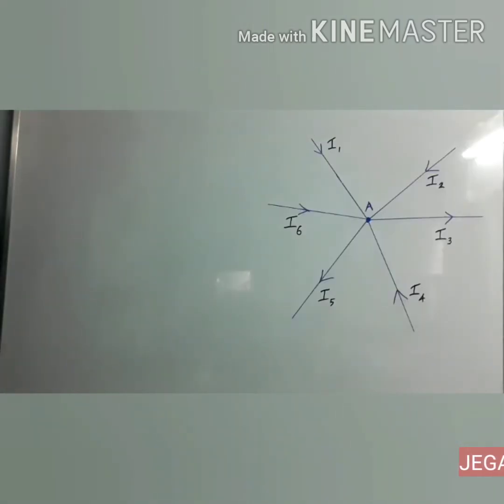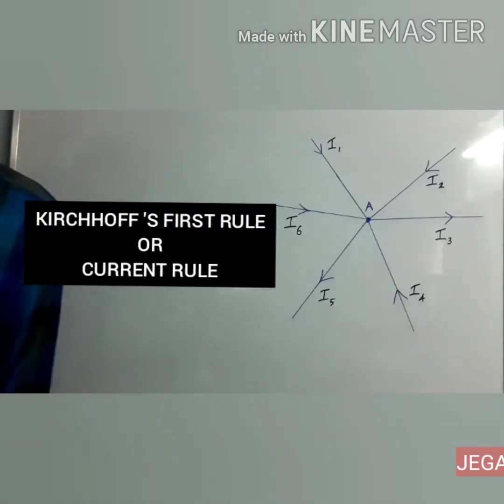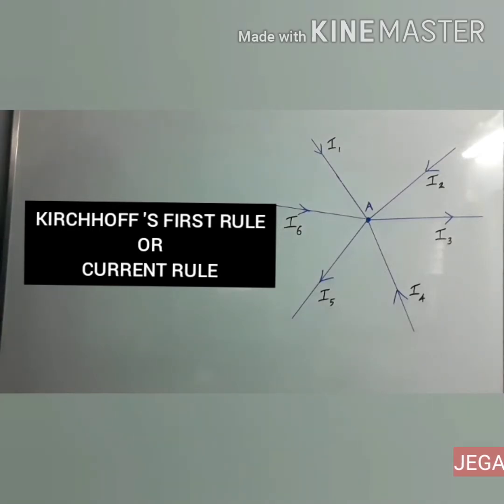First we are going to discuss Kirchhoff's first rule, which is also known as the current rule or junction rule. It states that the algebraic sum of the currents at any junction of a circuit is 0. It is a statement of conservation of electric charge. The current entering the junction is taken as positive and the current leaving the junction is taken as negative.